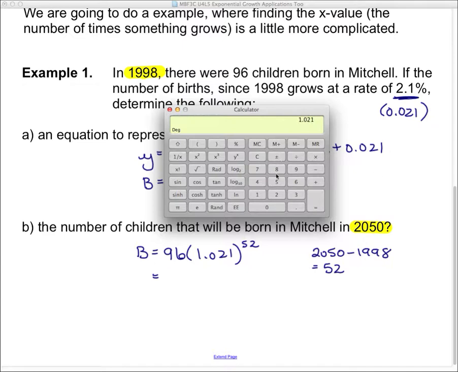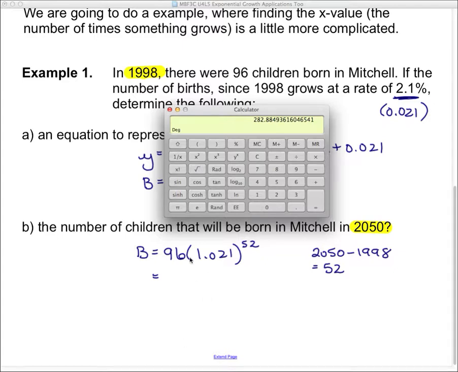1.021 to the exponent, that's this button here, 52. Now that's not a huge number, that's just 2.9 or almost 3. So that means that this has almost tripled since 1998. But I'm going to times it by 96 to get the exact value. Times 96 equals 282.8 or 283.